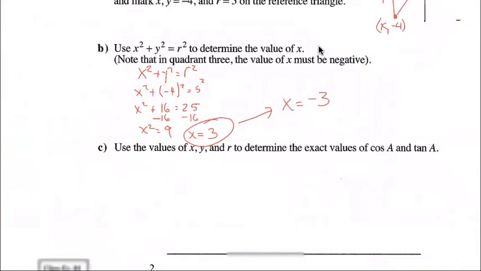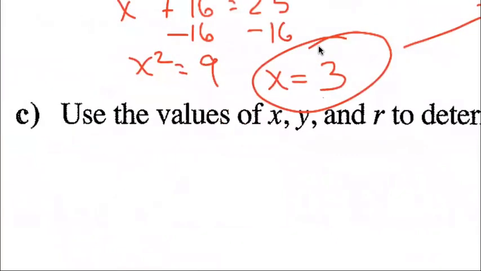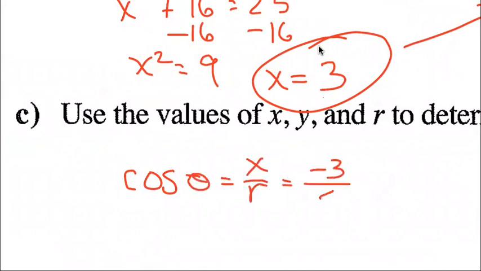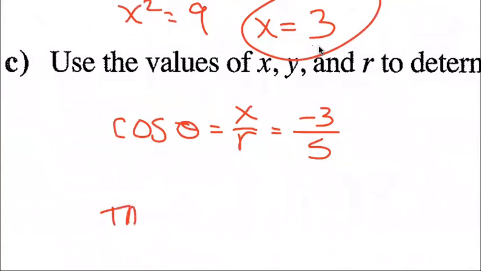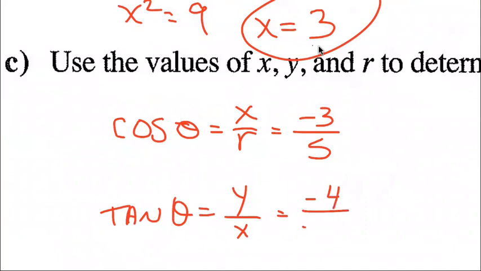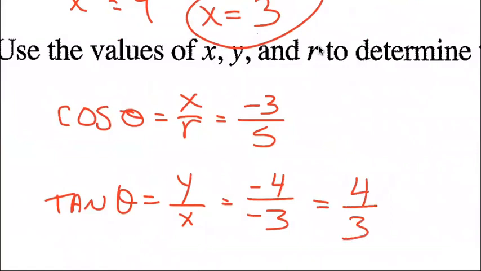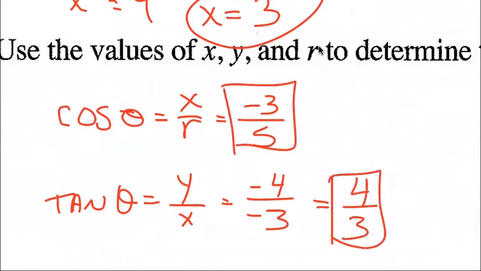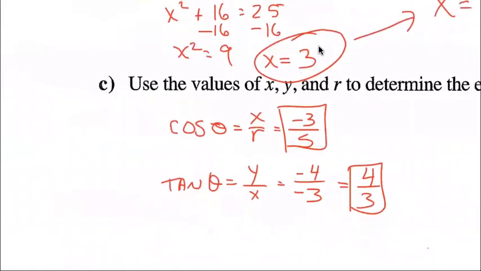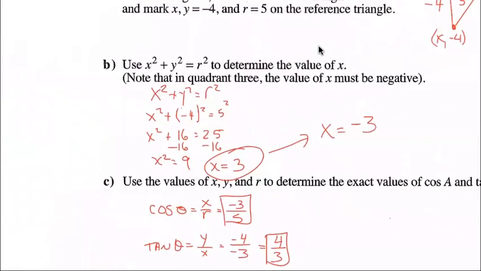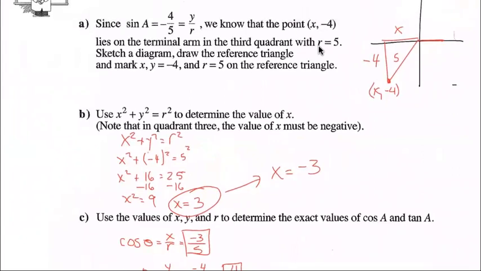Use the values of x, y, and r to determine the exact values of cosine and tangent. Cosine theta is equal to x over r, which is equal to -3/5. Tangent of theta is y over x, which is -4 over -3, which is just +4/3, because a negative over a negative is a positive. There are your two other ratios. And we already knew sine because it kind of told us, right? -4/5.